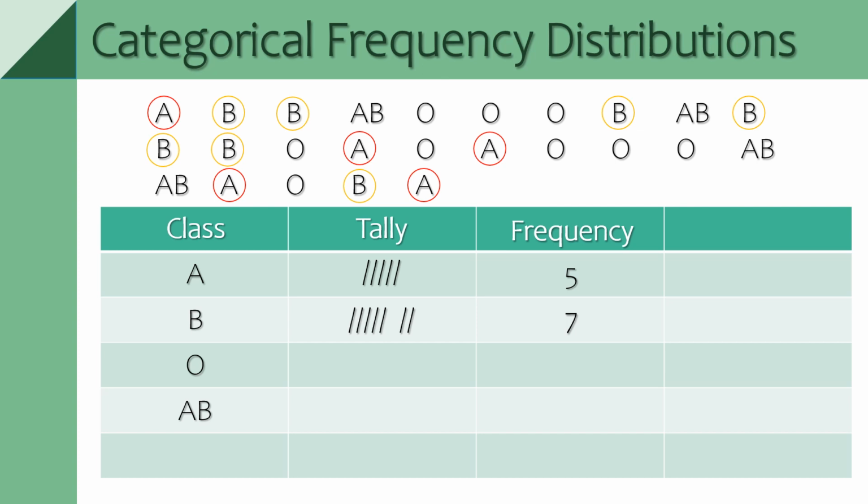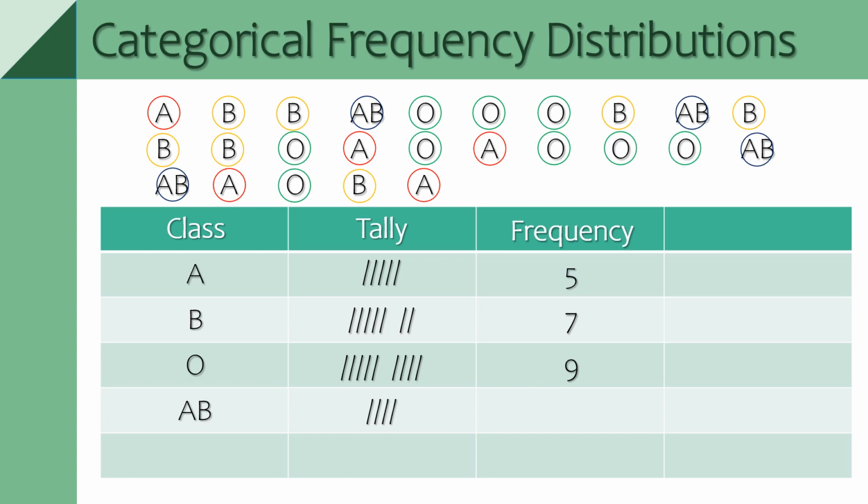Okay. Next, O. Bilangin natin. 1, 2, 3, 4, 5, 6, 7, 8, 9. Okay, so we have 9 here. Its frequency is 9. And then the last one is AB. We have 1, 2, 3, and then 4. So there are 4 AB sa tally natin and then convert natin to numerical value which is 4 as its frequency.